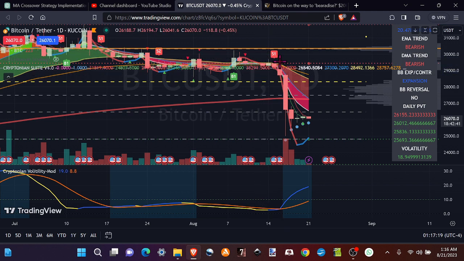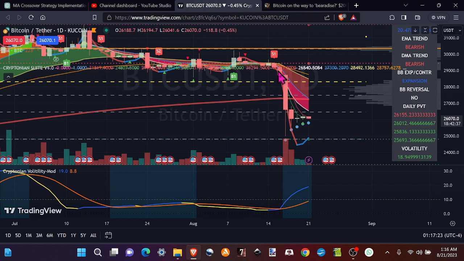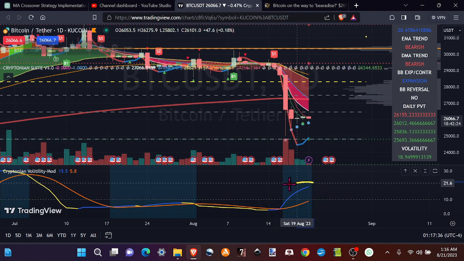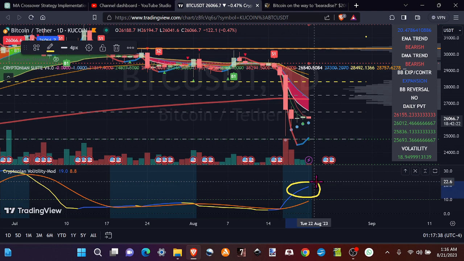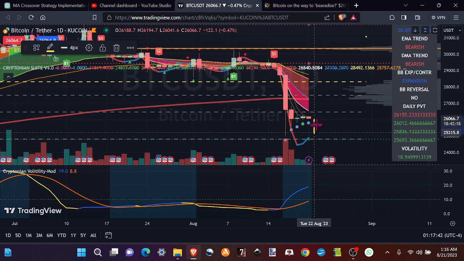And then we went into an S1, okay? And then we had an expansion to the downside. And that expansion can be seen as the light blue background on this tool here. Now we're still blue. So what does that mean? Well, it just means that there's potential impulses coming to the downside. It doesn't mean that it's mandatory. It just means that it's very possible.